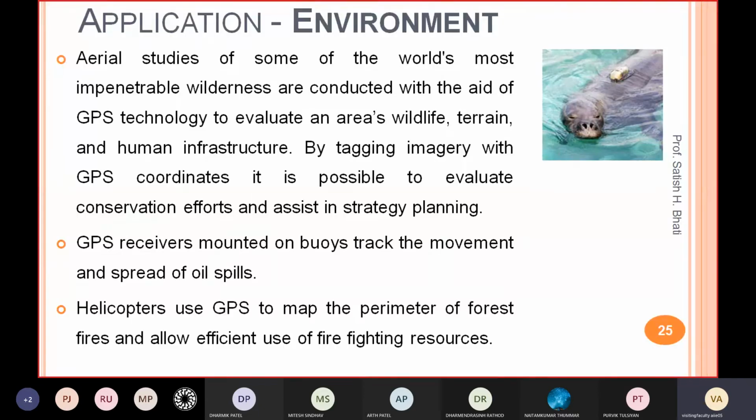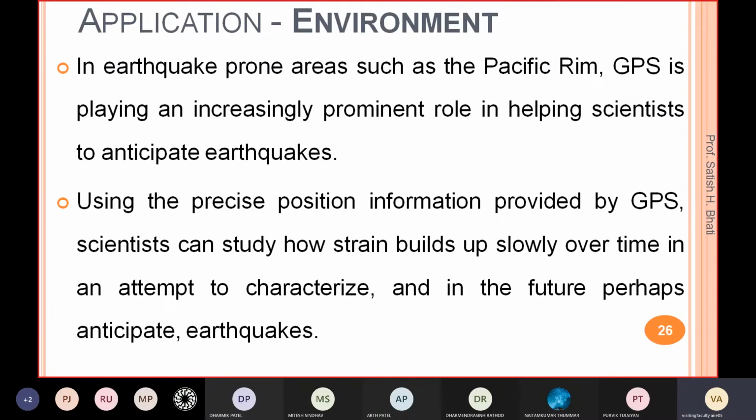Then we can also use GPS to map the forest fire. Then the oil spill, the movement and the spread of the oil spill in the sea. We can use the GPS in the buoys, which we have installed or placed inside the sea. Then we can also anticipate the earthquake. We can get the information related to earthquake. In that also we will use the GPS.